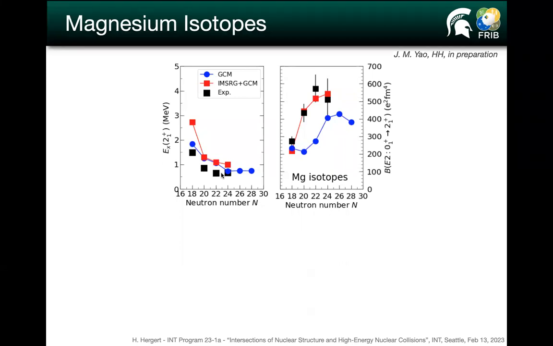Wait, sorry, what did you want me to compare it to? The experiment, the 2+. They're about half a MeV or so too high, or even more. So if the 2+ went down, then you would expect the BE2s to go up further, right?